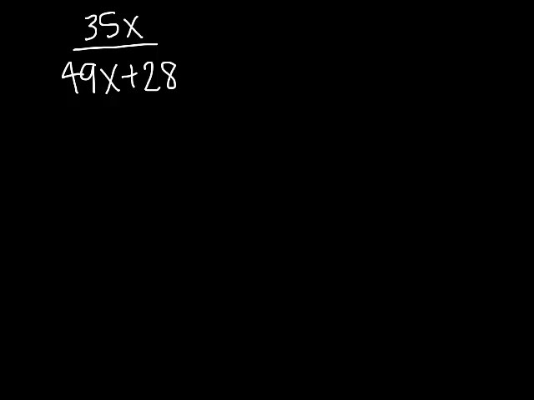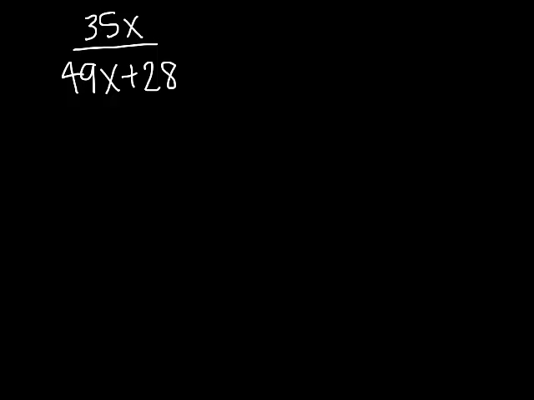What about 35x over 49x plus 28? Now this one's a little bit different from the first one because of that plus sign in the bottom. I can't go ahead and start crossing things out until I do some factoring. The only time you're allowed to cancel is if you have all multiplication. Okay, so let's think about this one. Let's think about some common factors that I may have here.